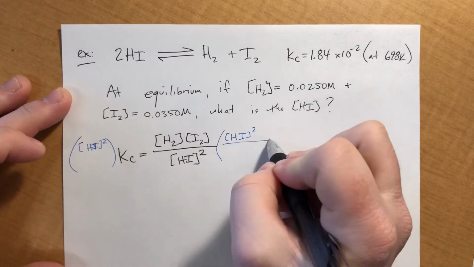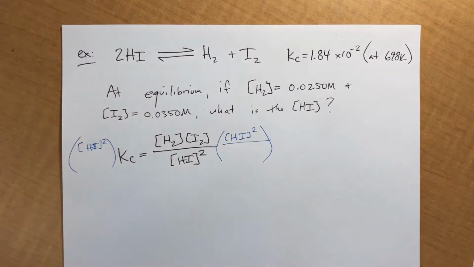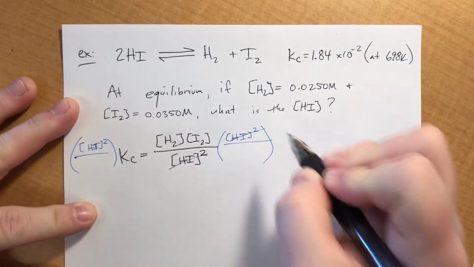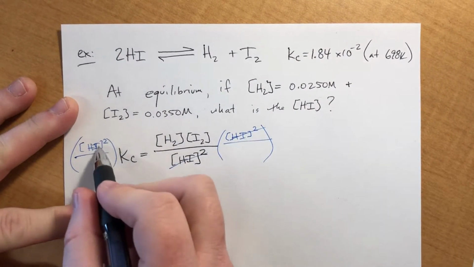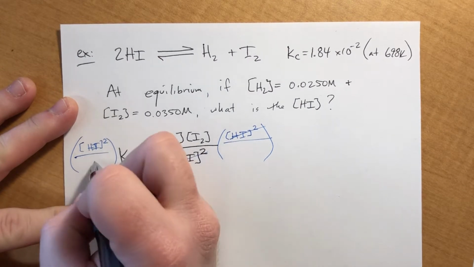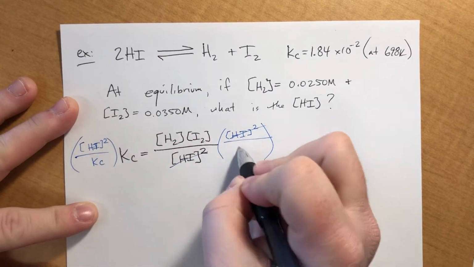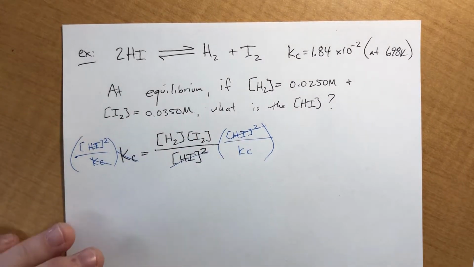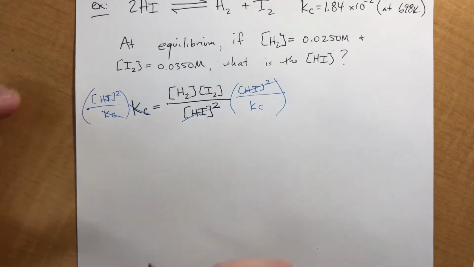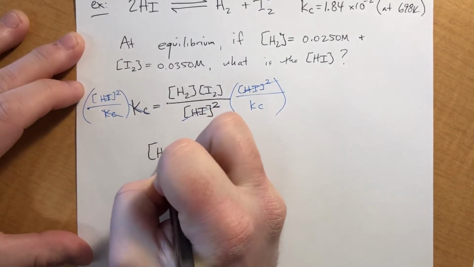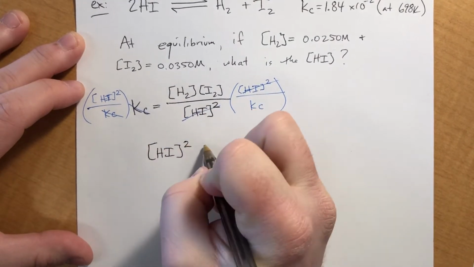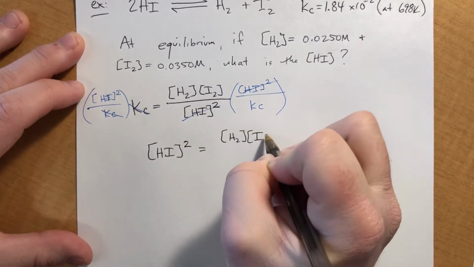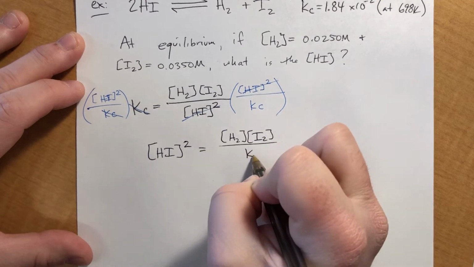All right. I think my pen might be dying, but we'll figure it out. Okay, so that will cancel that out, and now it's on this side. Since we need HI by itself, we're going to have to get rid of Kc. So if we divide Kc off of both sides, these will cancel out. And then we'll be left, we're not done, but I'm going to rewrite it. We have on the left side, HI squared is equal to H2 times I2 divided by Kc.